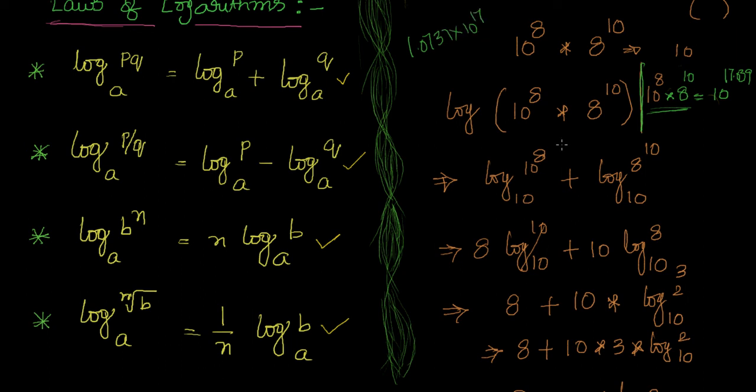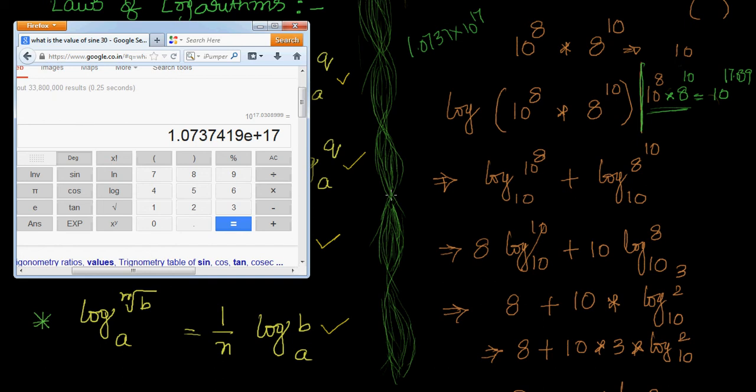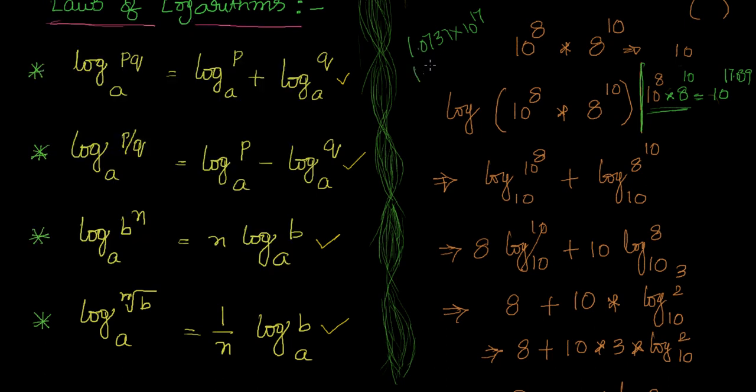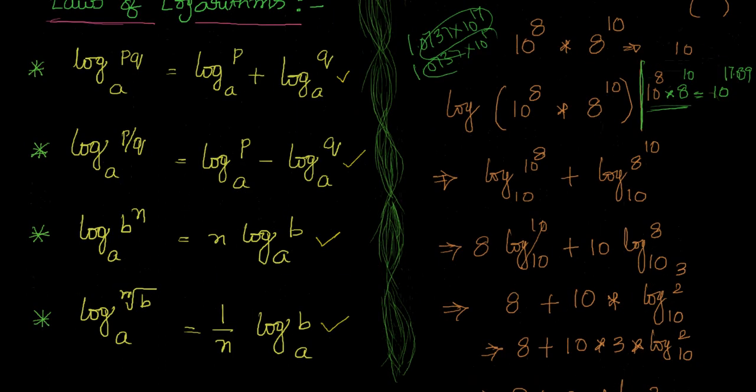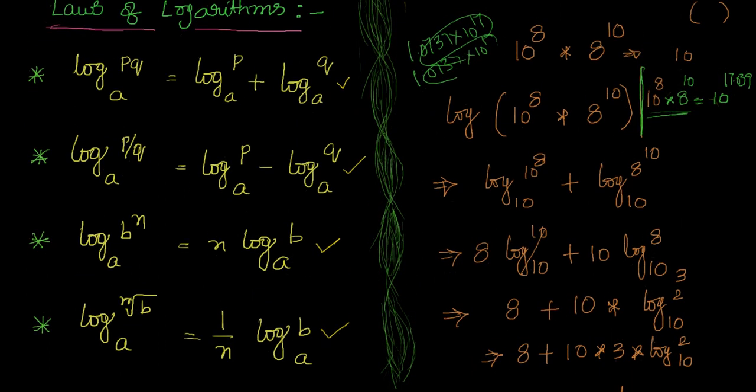Now let's go ahead and find out what 10 to the power of 8 into 8 to the power of 10 is. You can check that. What is that? 1.0737 into 10 to the power of 17. Now you can appreciate how logarithms are useful. So that's a simple example to make you understand how we were doing the logarithms.